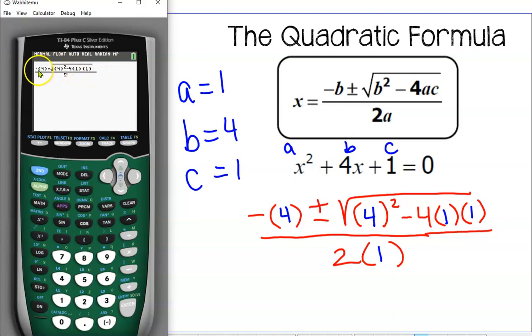Here we go. Let's look our numerator over. Negative parentheses 4, check. Plus sign, check. Square root sign, parentheses 4. Square on the outside, check. Minus 4, 1, 1. We're all good.